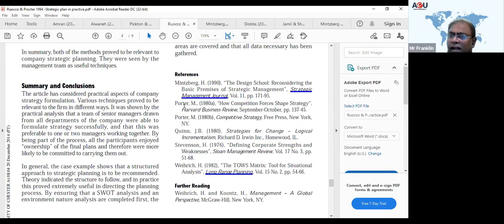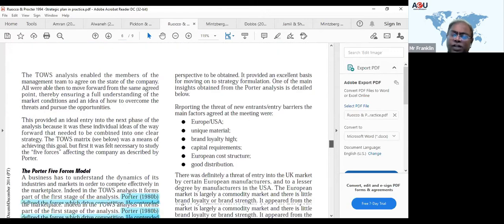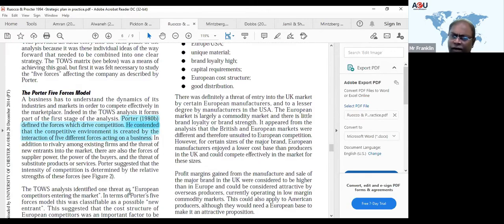Now you look at Porter, Michael Porter. In 1980, he wrote an article, How Competitive Forces. Then in 1980, again he wrote. This guy got a lot of free time, I think, so he keeps on writing articles. So in 1980, he wrote 2 articles on this line. So this is how you quote A and B. Actually, I learned how to write articles from other people. The way they wrote, I just copy how they write. Porter 1980 defined the forces. He contended that the competitive environment is created by the interaction of 5 different forces acting on a business.